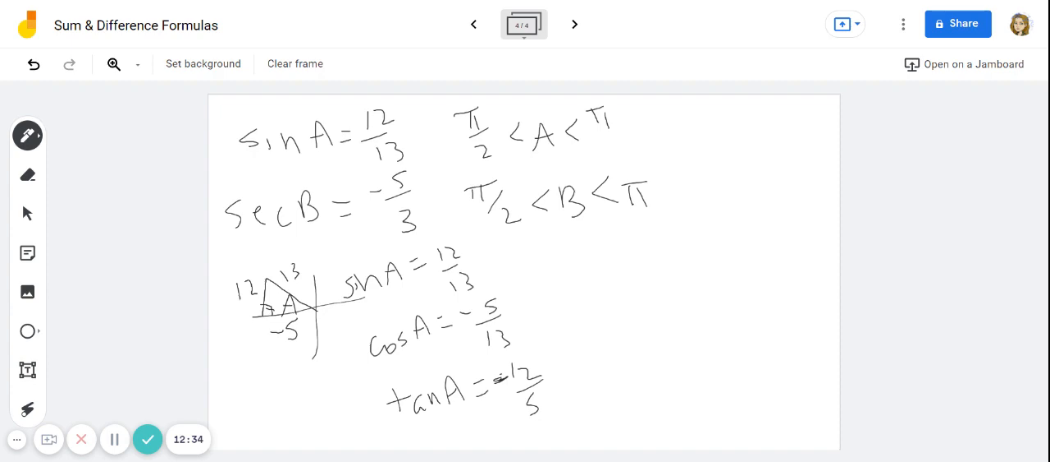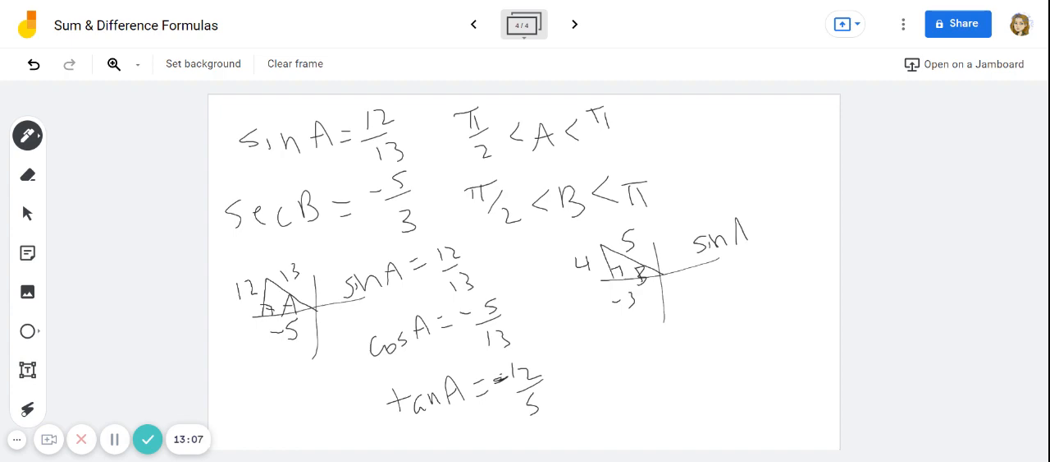Okay. Now let's do the same thing for B. I want to draw B in the second quadrant. And let's label secant, which is the reciprocal of cosine. So if secant is negative 5 over 3, then cosine is negative 3 over 5. Think about cosine is adjacent over hypotenuse, so negative 3 and 5. And then that's an easily recognizable triple, 3, 4, 5. So the other side should be 4.